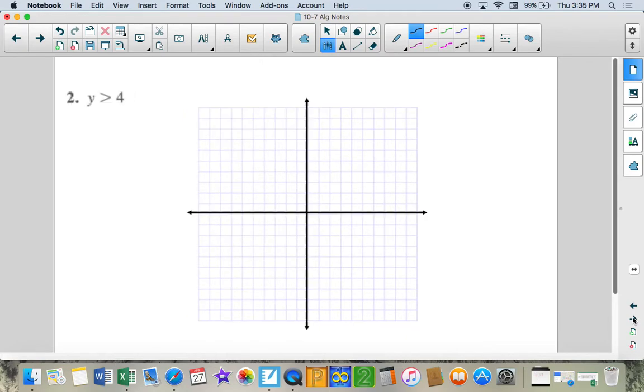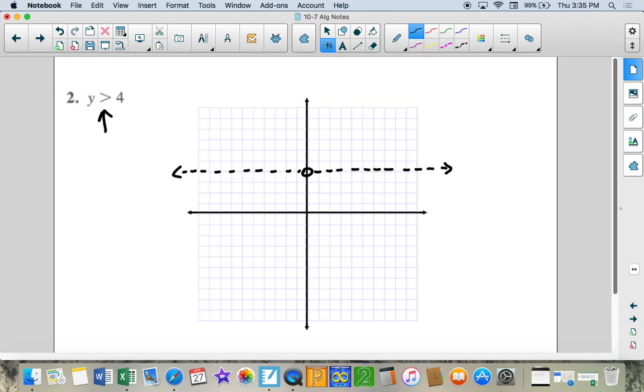So here's our equation. Again, we only have one variable. So we know that the line's going to cross the y-axis at 4. 1, 2, 3, 4. This time I'm going to use an open circle and dotted line. Can anybody tell me why that is? What's the one thing that's different this time? Notice it doesn't have an equal sign.